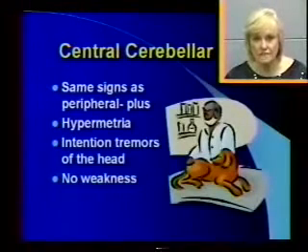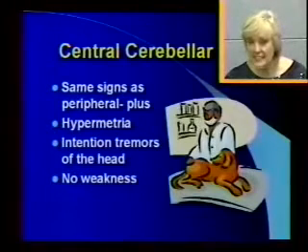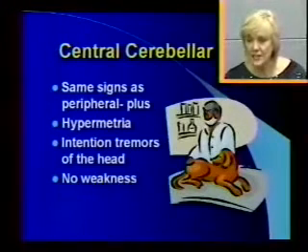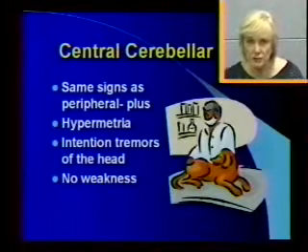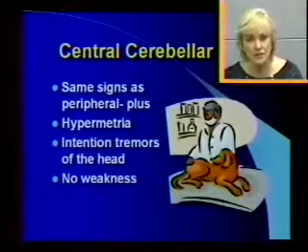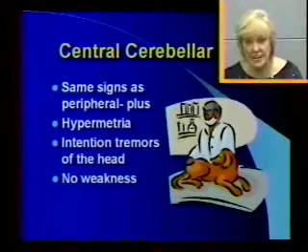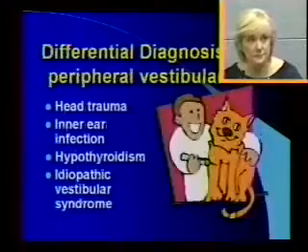In central cerebellar disease, you'll have exactly the same signs as in the periphery, except now you'll have hypermetria. Remember, hypermetria is where they walk and pick up their feet too high, and you'll also have head tremors, intention tremors of the head, but you don't have any weakness. That's how you differentiate it from brain stem. But the same kind of diseases that get in the brain stem also get in the cerebellum.